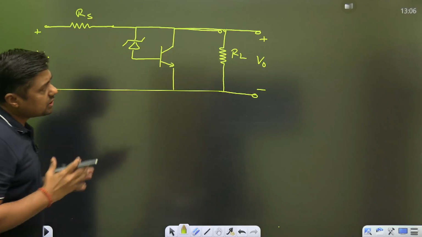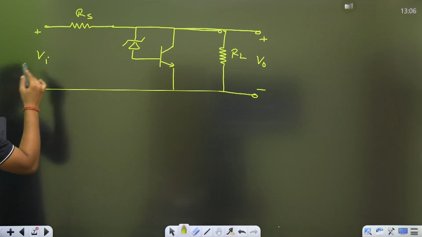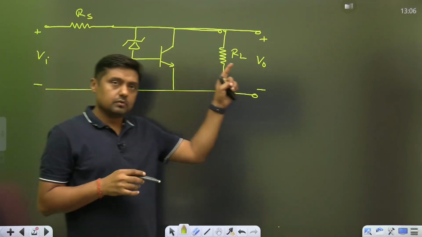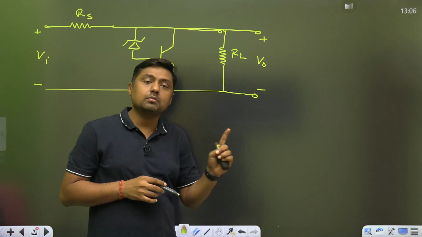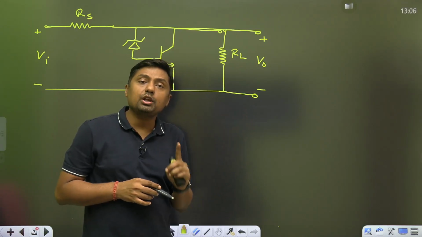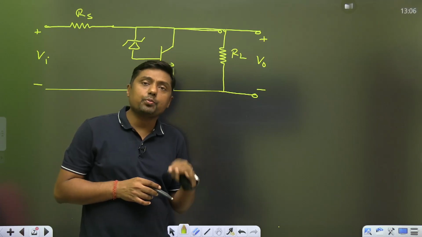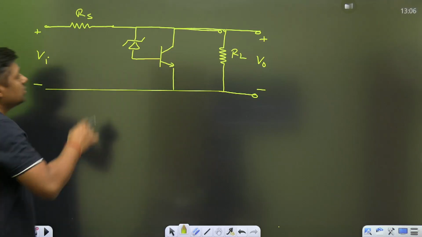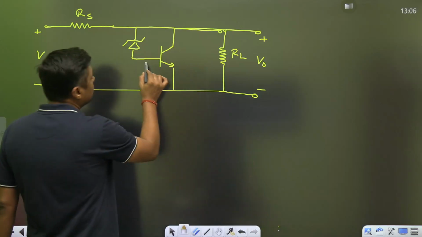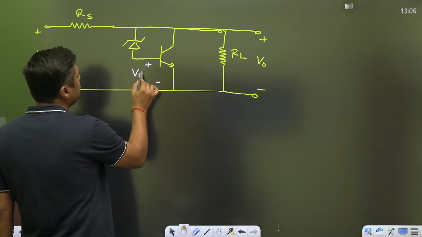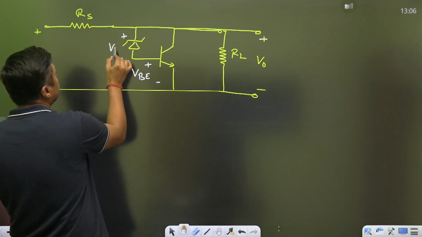Now, what is the function of this circuit? For the full range of Vi, from V minimum to V maximum, and for the full range of RL, from RL minimum to RL maximum, the diode should be in the breakdown region, and the BJT should be in the active region. So the BJT is in the active region and that's why this voltage is fixed. From this point to this point, this is fixed VBE. The Zener is in the breakdown region, that's why it is also fixed VZ.